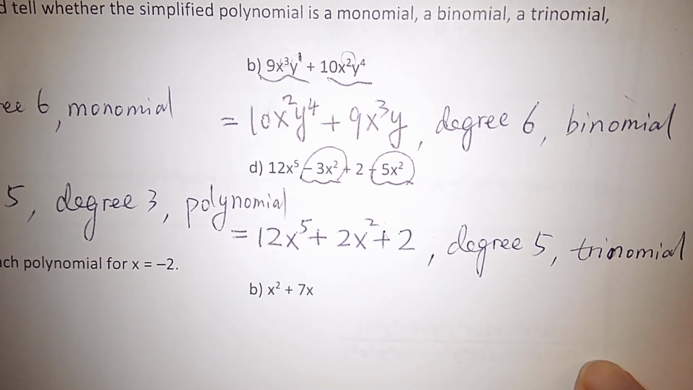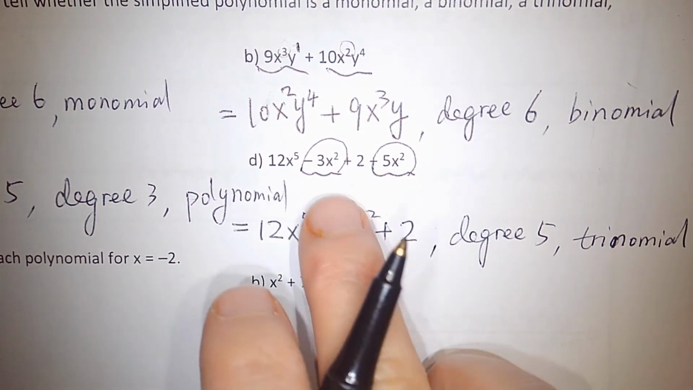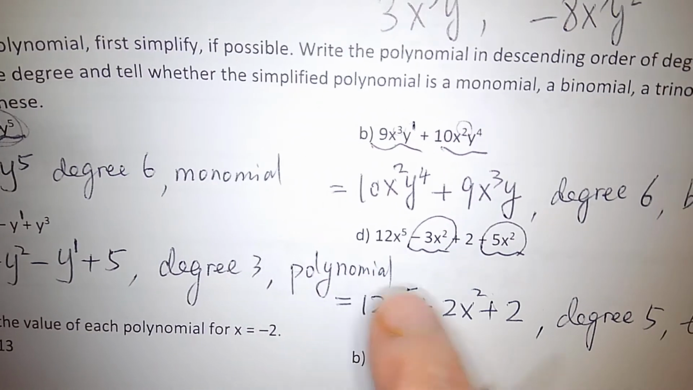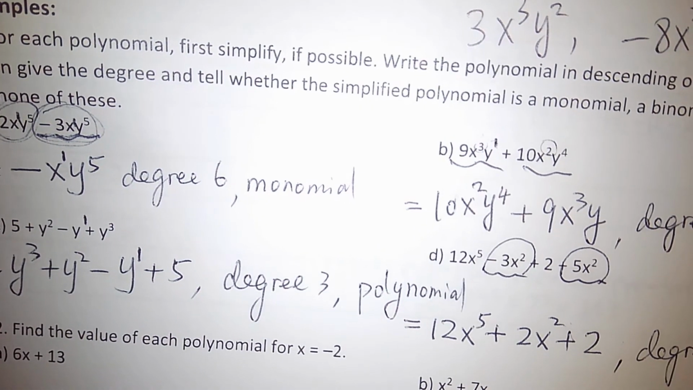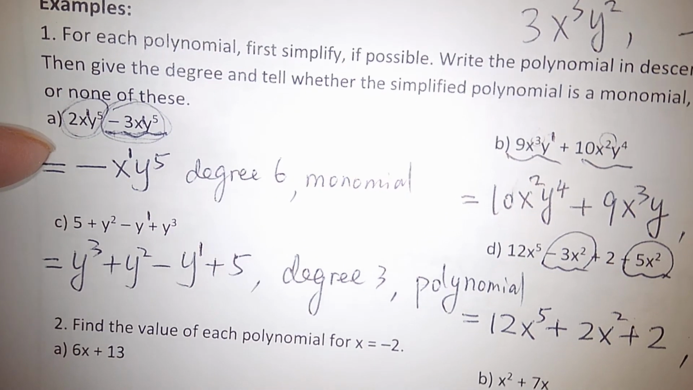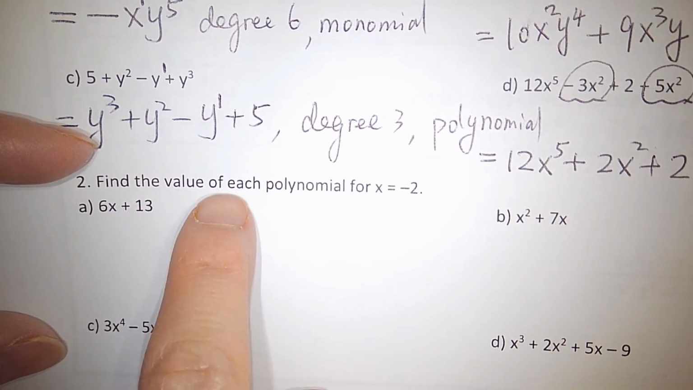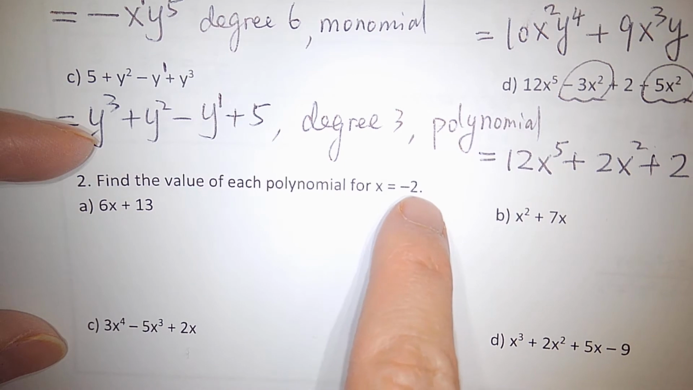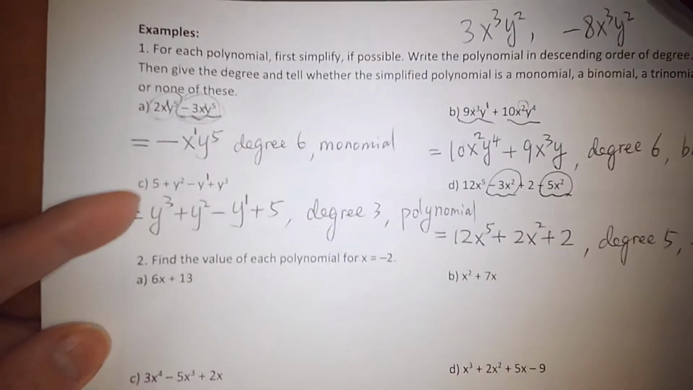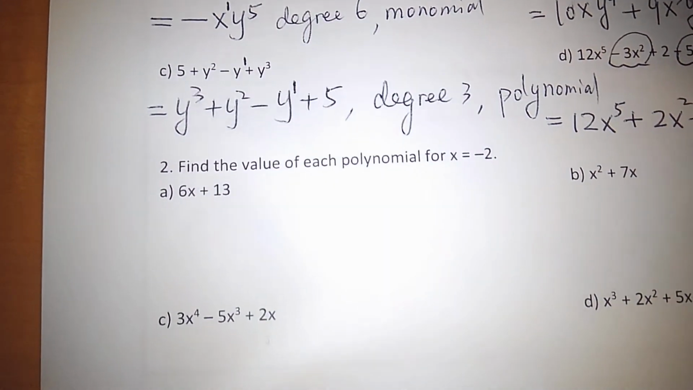Okay, so in this practice question, we practiced how to find the degree of the polynomial, write down the answer in descending order of degree, and then determine whether the polynomial is a monomial, binomial, trinomial, or a regular polynomial, right? Alright, the next question is to find the value of each polynomial for x equals negative 2. Evaluation problem. Okay, let's try questions C and D.